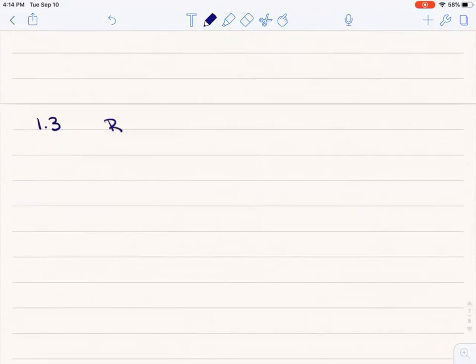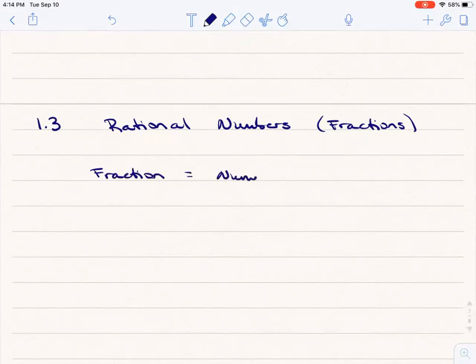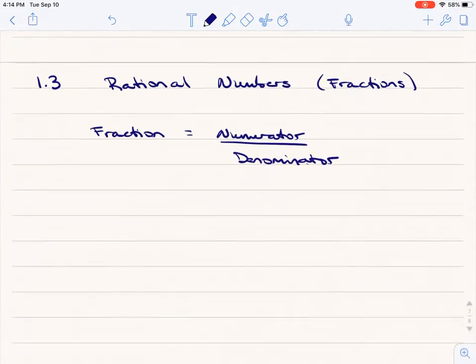So 1.3 is on rational numbers, which are fractions. We've already talked about fractions, so it seems backwards to have worked with fractions and then talk about how fractions behave. But remember that a fraction is a numerator over a denominator. Okay. So, first thing I want, and I'm switching the order from the textbook because the textbook goes through and of course shows you how to add and subtract fractions, but to add fractions, you actually need to be able to multiply fractions. So that's why I'm doing it in a little bit of a different order.